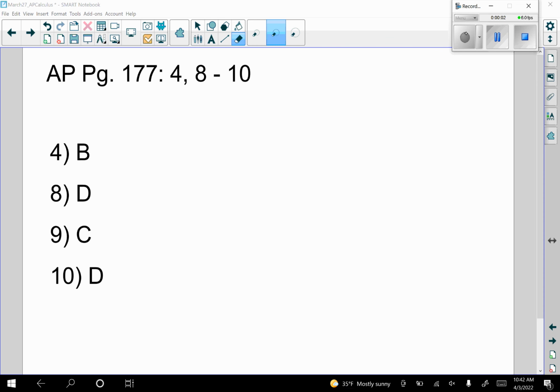Here are the solutions with work and explanations to the problems I gave you, the AP practice problems from pages 177 to 179. Let's take a look at number 4.